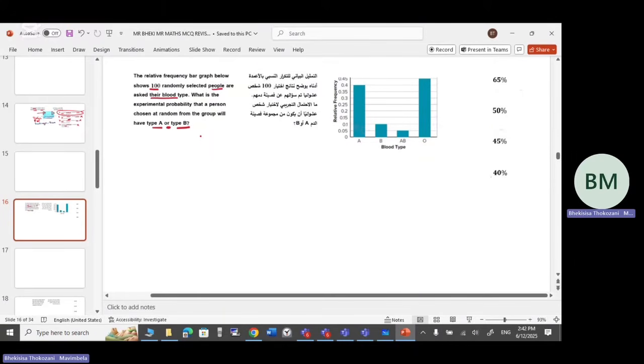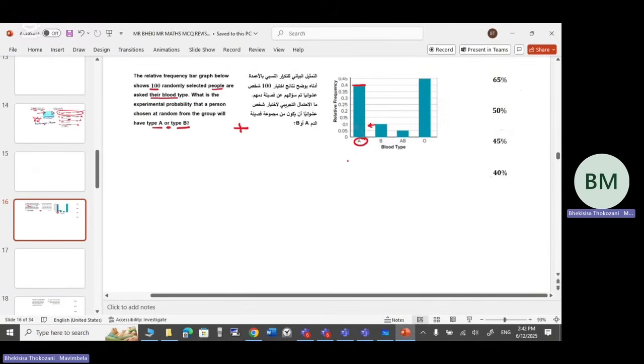Now, whenever it comes to probability, especially experimental probability, when you see the word or, it means I must add. Okay, so let's look at A. Where is our A? This is A, type A. The relative frequency for it is 0.4. And then for B, it's going to be 0.1.